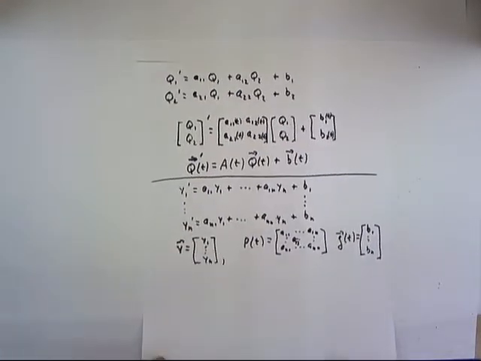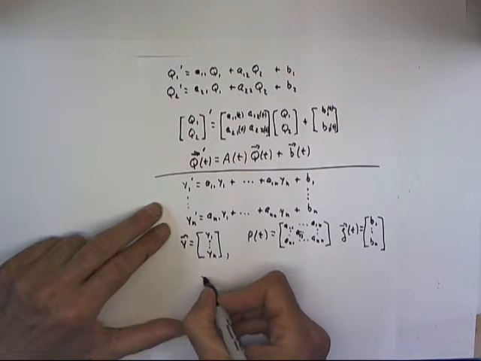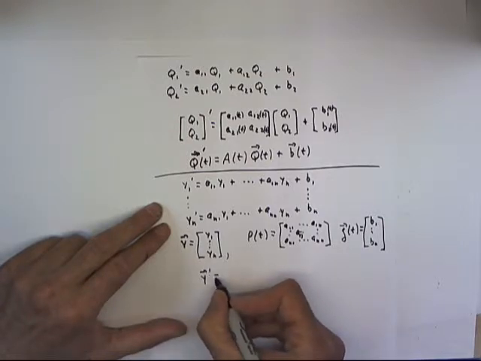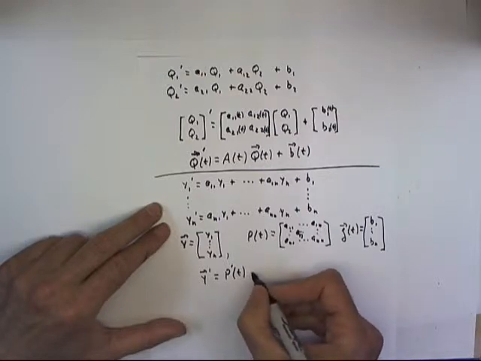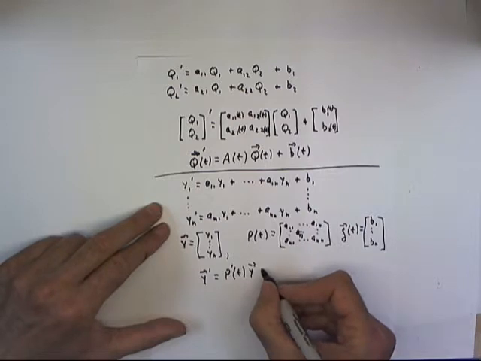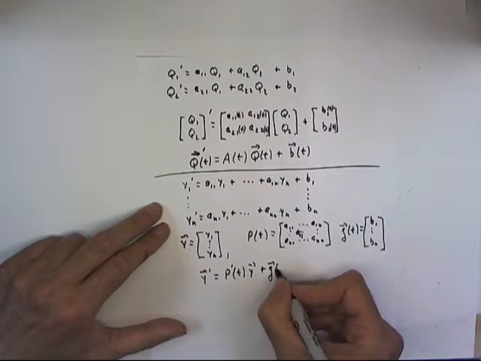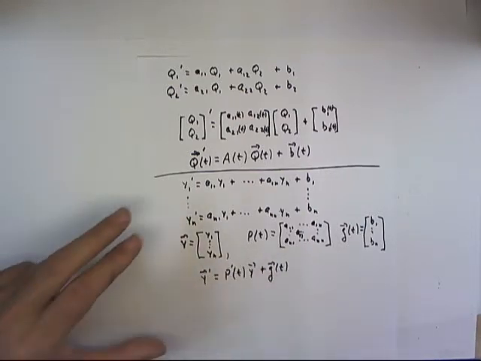Then the system becomes y prime equals p of t times y plus g of t, and let me get rid of that prime.